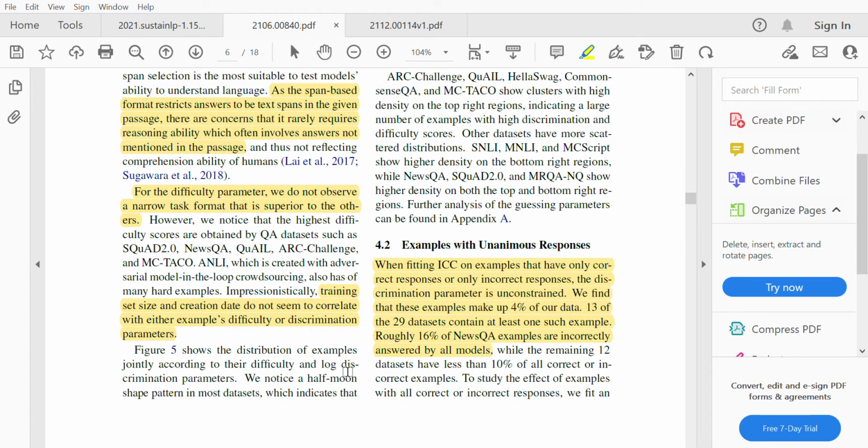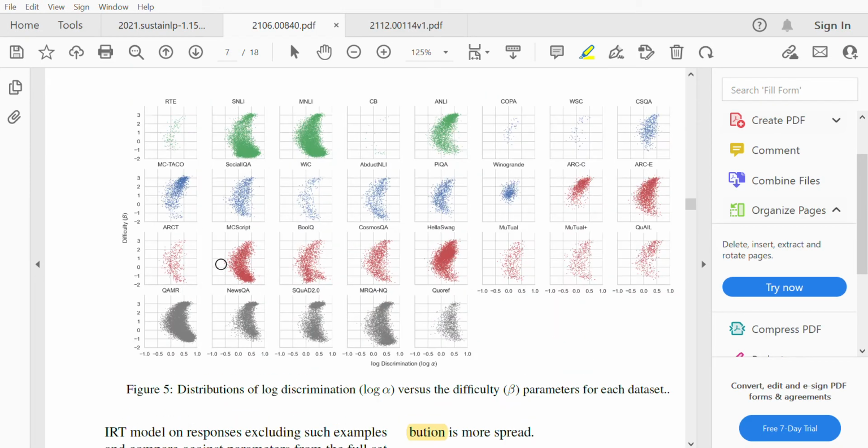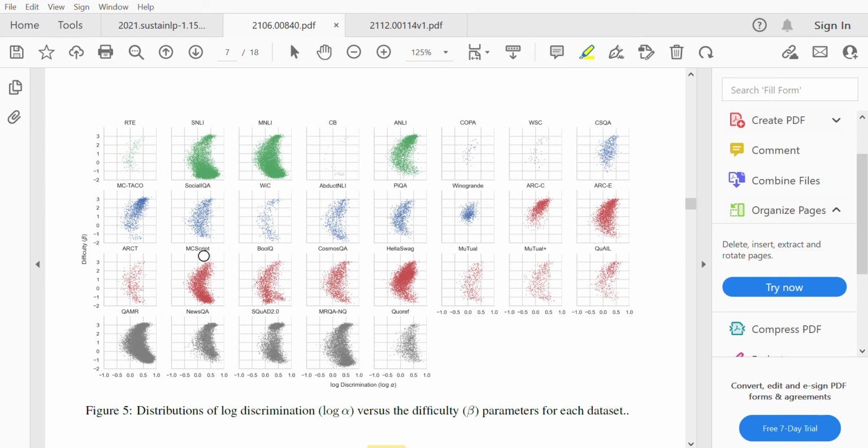Let's see. They also have an interesting graph in figure 5 where they show the distribution of examples jointly according to their difficulty and log discrimination parameters. They have this half moon shape pattern that comes about. Looking at log discrimination versus difficulty, what this means is that there's a wider range of discriminative capabilities for particularly difficult examples and particularly easy examples, which I think is a pretty interesting finding.